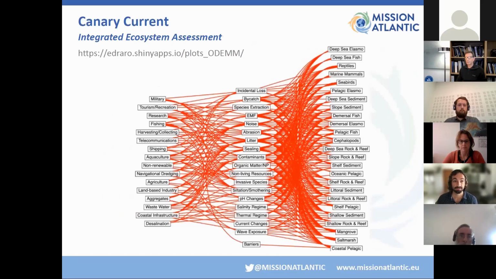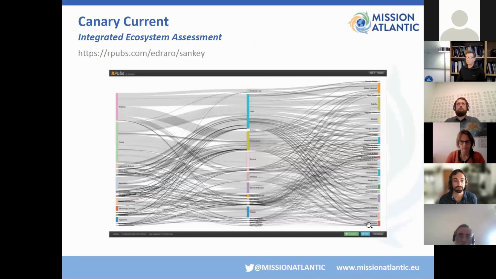So as with the other case study, and we have seen this plot several times already, we carried out an IEA. And these are the sectors, pressures, and ecological characteristics. You can play with those plots in the links provided. And next, please. We have also produced the Sankey in the form of Sankey diagrams.